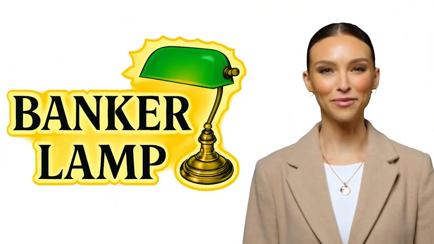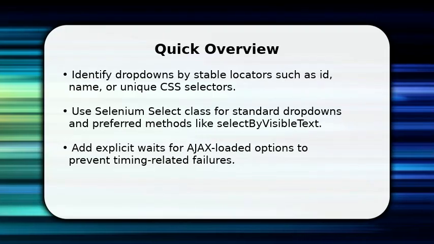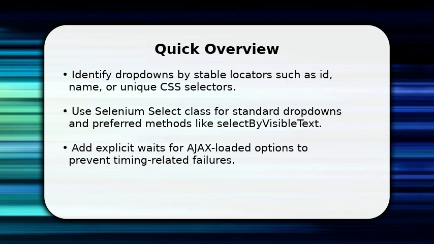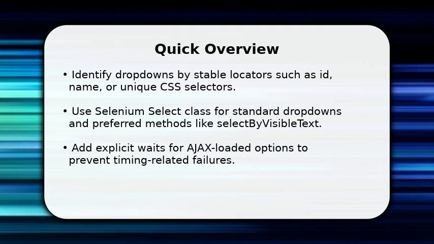Please enjoy the video. In this video, I will explain how to handle Dropdown in Selenium, easy method. Start by locating the select element with a reliable locator like ID or name, then initialize a select object. Use select by visible text or select by value for straightforward choices, and iterate options for dynamic lists.